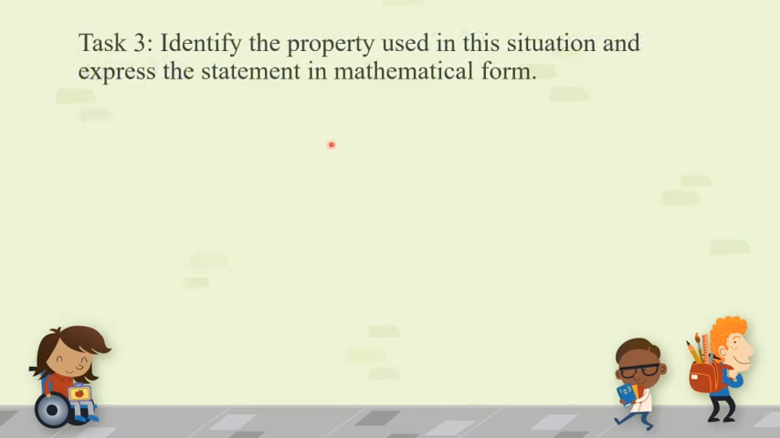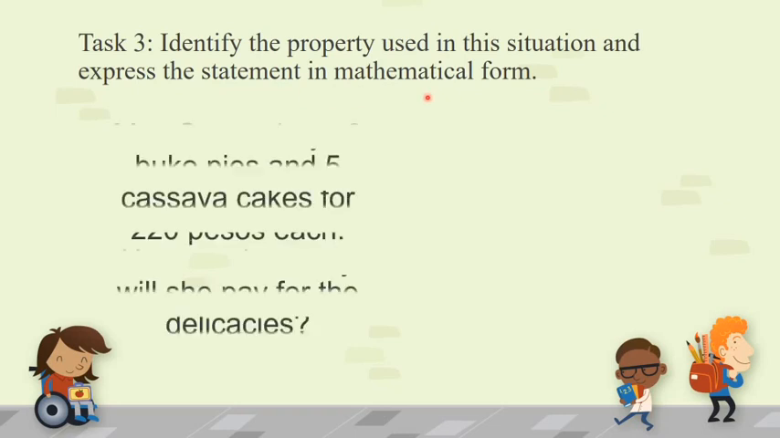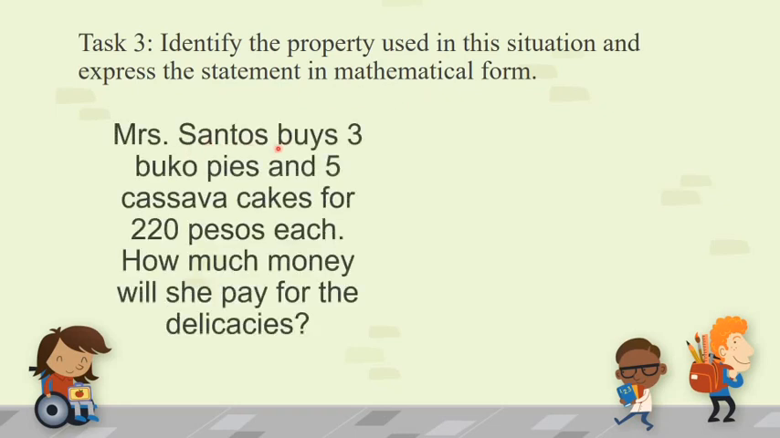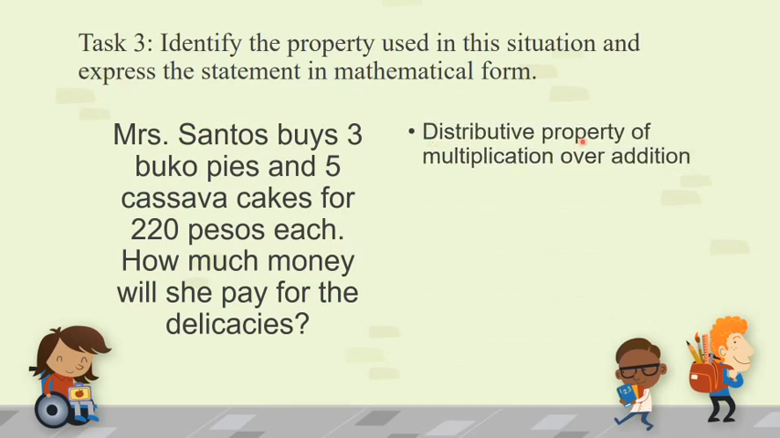So let us have this example. Identify the property used in this situation and express the statement in mathematical form. So we have here, Mrs. Santos buys 3 buko pies and 5 cassava cakes for 220 pesos each. So how much money will she pay for the delicacies? So what should be the property used in this situation? So we may use the distributive property of multiplication over addition.